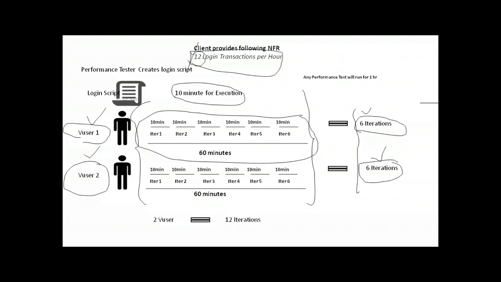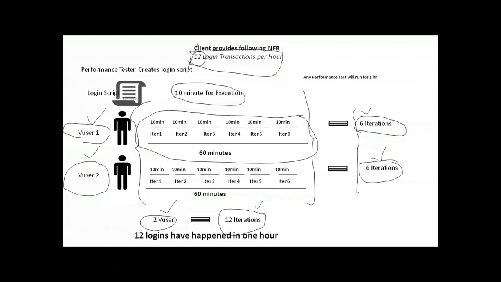Now you see, there are 2 users, and how many iterations have we accomplished? 12 iterations. We have accomplished 12 iterations, so we have gotten what we want.